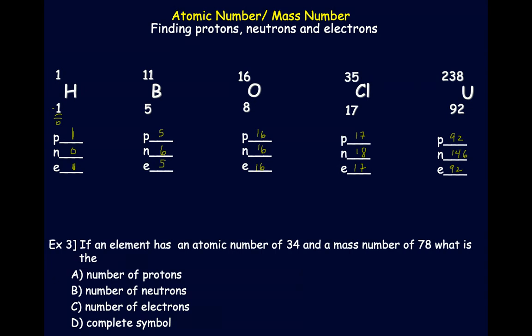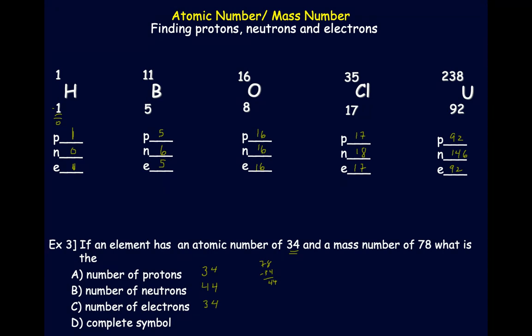And again, down here, if an element has an atomic number of 34 and has a mass number of 78, the number of protons would be 34, the number of electrons would be 34, the number of neutrons, again, would be 78 minus 34, which would be 44.